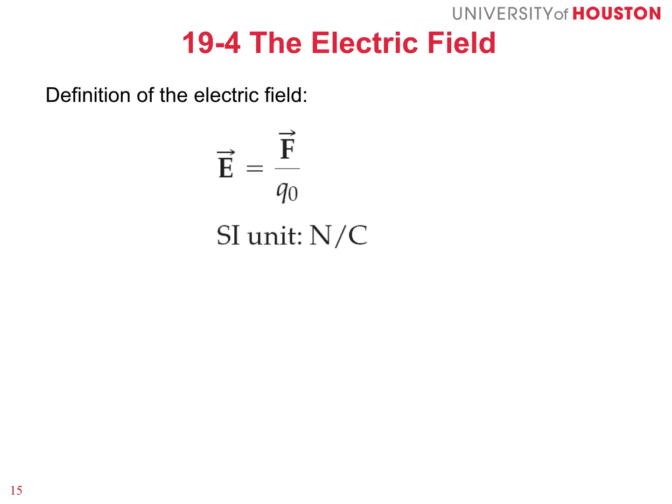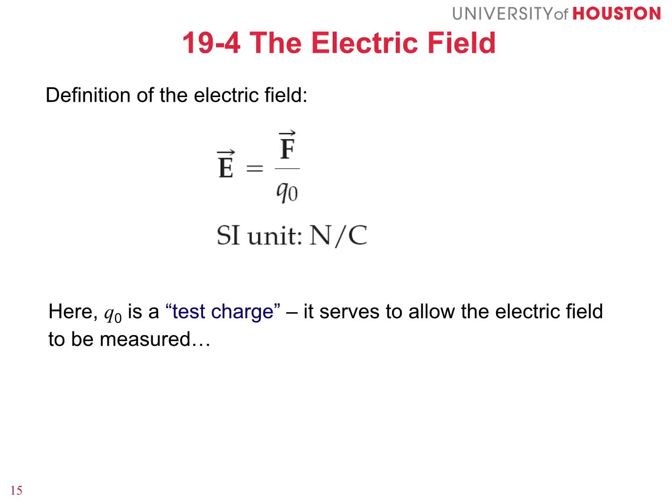Now we will move on to the electric field. The definition of the electric field is the force on a charge divided by the value of the charge itself. Since we're dividing a vector by a scalar, the electric field itself is also a vector. We can think of Q0 as a test charge, and it's something that allows the electric field to be measured.